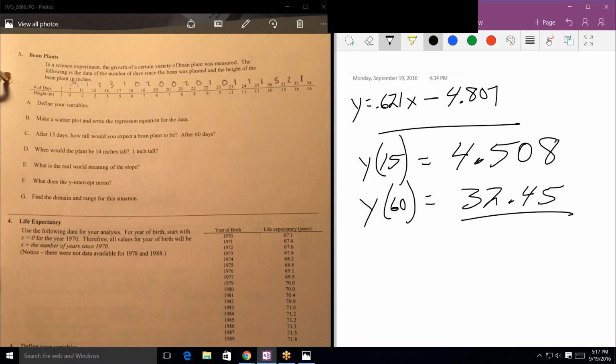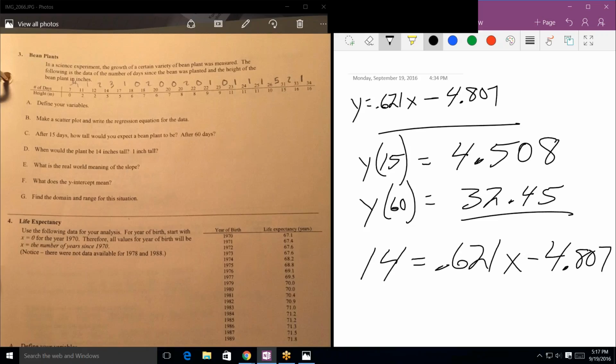When would the plant be 14 inches tall? How would you do that? You would plug that in for y. So I would say 14 equals 0.621x minus 4.807 and solve for x. That makes sense.